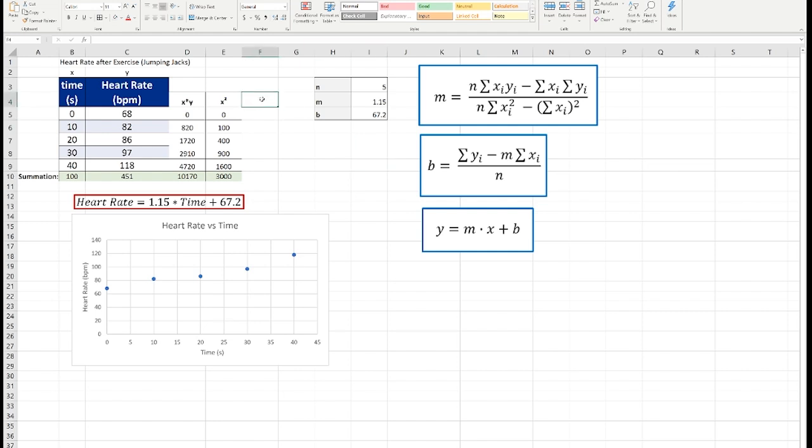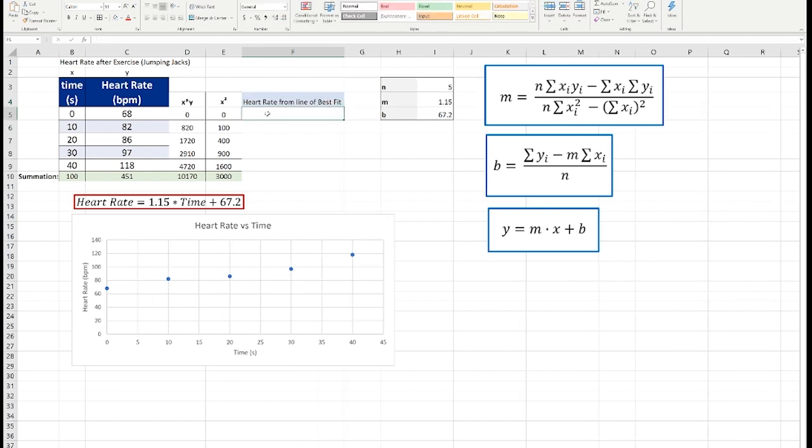Let's do that here. I'm going to title this column heart rate from line of best fit. And I'm going to use my x values along with my equation that I just found in order to find the y values that are associated with the x values for my line of best fit. My heart rate for a time of 0 equals slope times the time plus y-intercept.